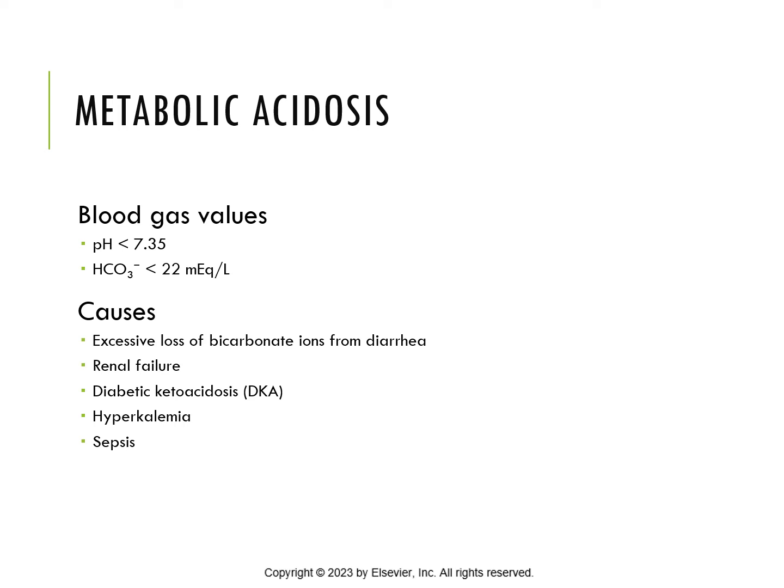An excessive loss of bicarbonate ions or an increased production or retention of hydrogen ions will lead to metabolic acidosis. The main causes of metabolic acidosis include excessive loss of bicarbonate ions from diarrhea, renal failure, diabetic ketoacidosis, hyperkalemia, and sepsis. The symptoms of metabolic acidosis include weakness, lethargy, headache, and confusion. If the acidosis is not relieved, these symptoms will progress to stupor, unconsciousness, coma, and death. The breath of the patient with DKA may have a fruity odor from the ketone bodies.